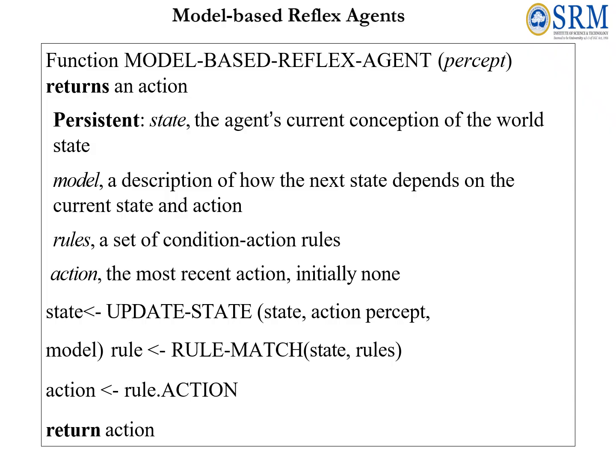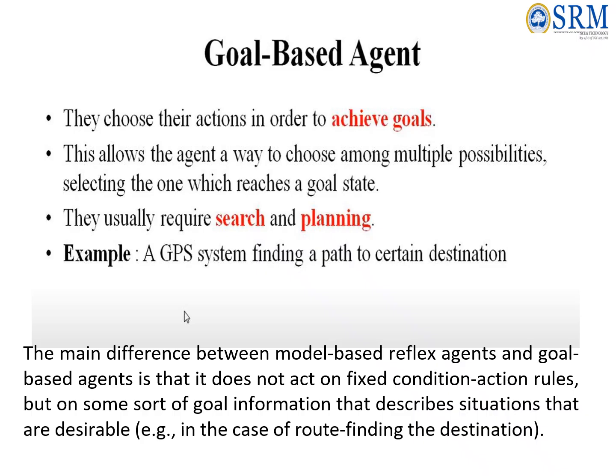Next will be the goal based agent. A goal based agent is an advanced AI agent that chooses an action based on a specific goal it wants to achieve. Unlike a model based reflex agent, which simply follows condition action rules, the goal based agent thinks about the future and selects the actions that help to reach its desired goal. So why do we need to go for a goal based agent?